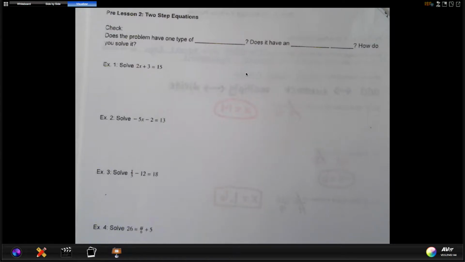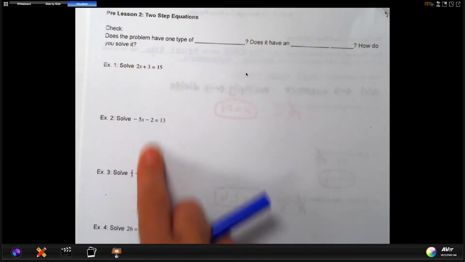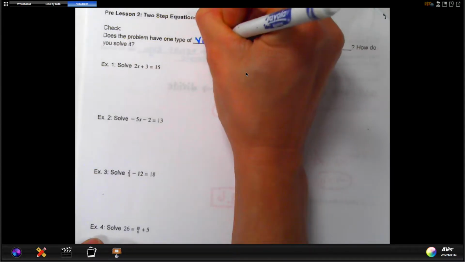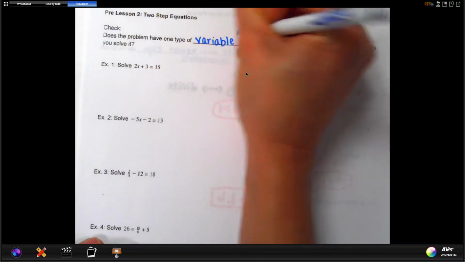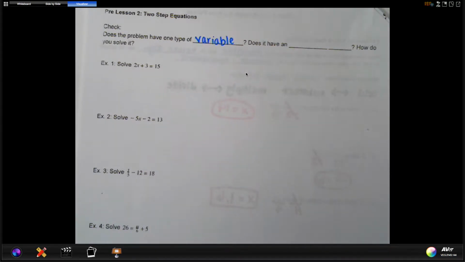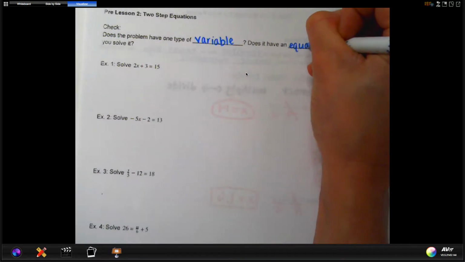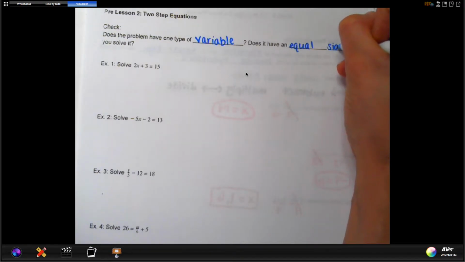And again, we're doing the same idea as we did yesterday. And the question you want to check with each of these is, does the problem have one type of variable? Meaning, does it have an x or a y, or are there multiple? Because if there's more than one, if there's an x and a y or an a and a b, we are going to solve it differently than I'm showing here. Does it have an equal sign? In order to solve it, it's got to have an equal sign.